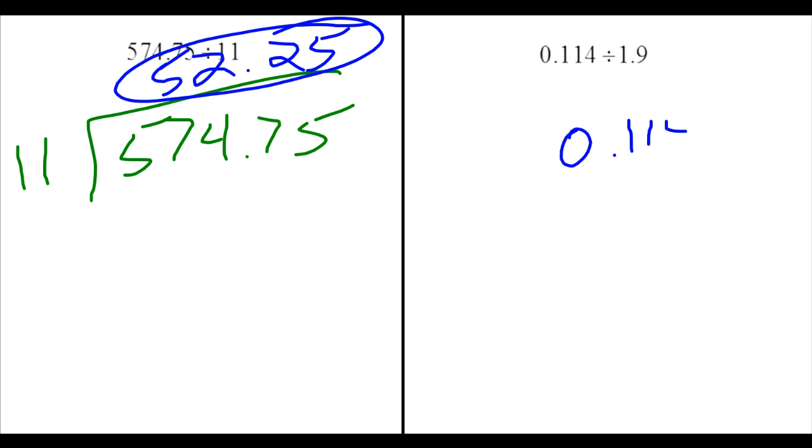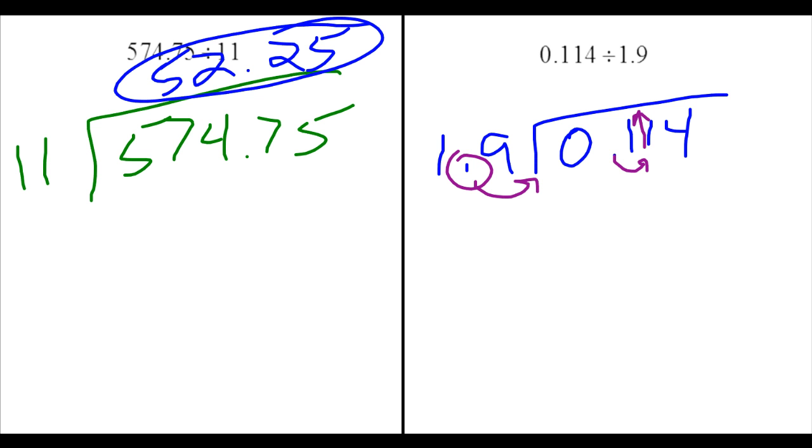Next, 0.114 divided by 1.9. We have to adjust the decimal place once because of the decimal in the divisor. 0.114 divided by 1.9 actually gives you 0.06, because 19 times 6 is 114. Notice that 19 doesn't go into 11, so we do have a 0 in the quotient, and every time we move to the right of a decimal point, we have to account for every single place, because place value zeros to the left in decimals are important.